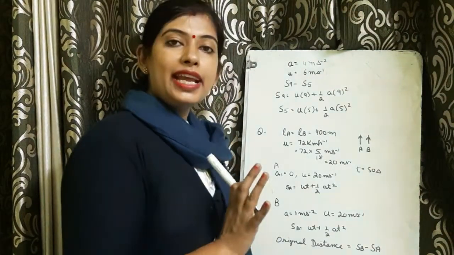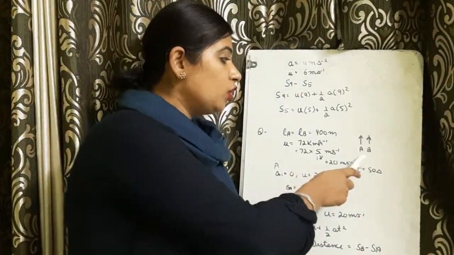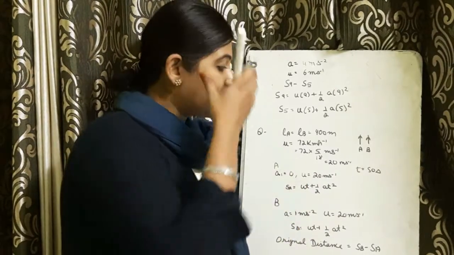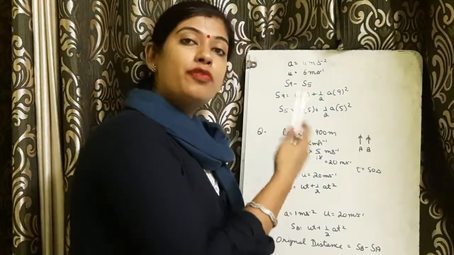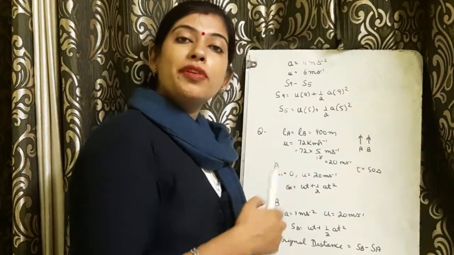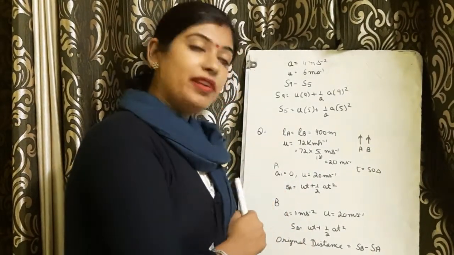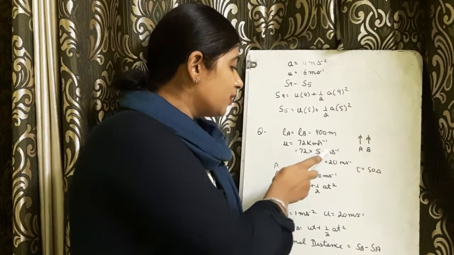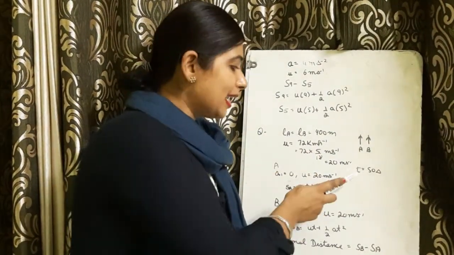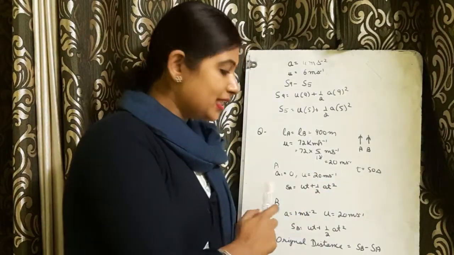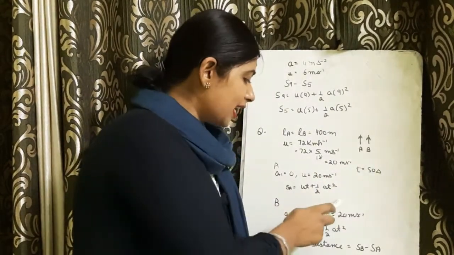Now what do we have to find out? The distance. What was the original distance between the two of them? To find the distance, what will we do? First of all, for train A, it is moving with uniform acceleration, so a1 will be 0. U is the uniform speed, 72 km per hour. We convert it into meter per second and get the answer as 20 meter per second. Here time is 50 seconds.